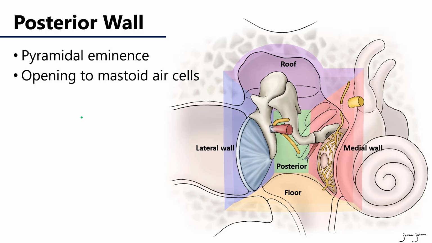Now let's focus on the posterior wall. Posterior wall, not pictured here. We can see the opening to the mastoid air cells. There's also the pyramidal eminence there for the stapedius. And we can see some of the eminences for the facial canal, as well as one of the semicircular canals.